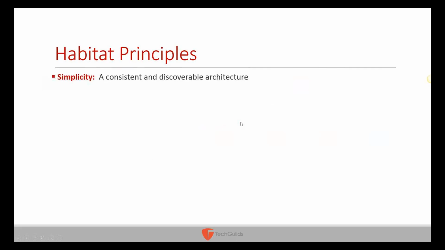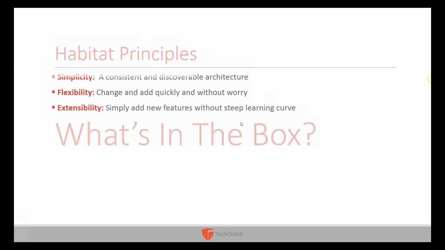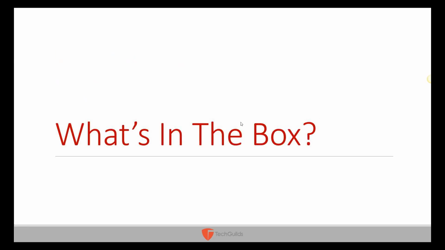The principles that govern Habitat, and again from Thomas: simplicity, a consistent architecture, and flexibility to be able to quickly change things without having to worry about how they affect other parts of the system, to be able to extend certain modules, to add capabilities to them without having a steep learning curve. So if somebody comes in, they know what's going on, they can find things, it's discoverable, and the systems are flexible. So these are the principles that really govern it.